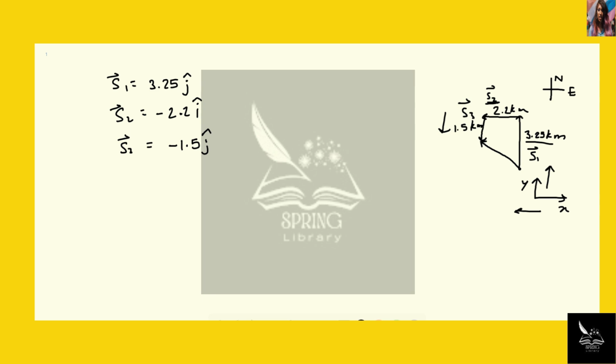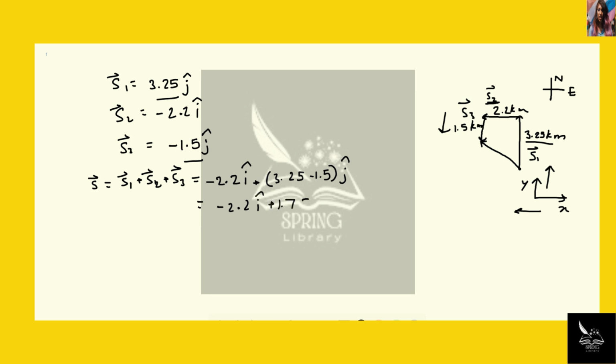Now, to find the total resultant displacement, we simply add them, S1 plus S2 plus S3. We can call this S bar, the total displacement. If we add these three, we can see that there is only one i component, which would give you minus 2.2 i cap, and then there are two j components, which would give you 3.25 minus 1.5 j cap, which would be minus 2.2 i cap plus 1.75 j cap.